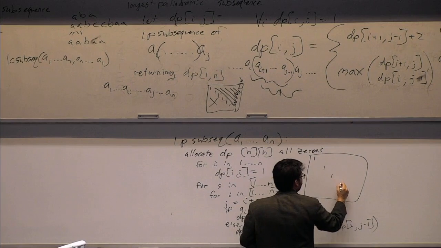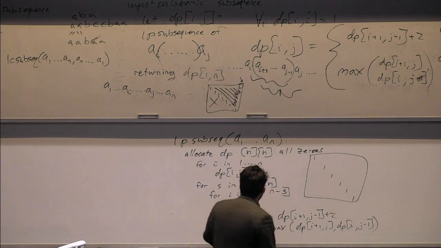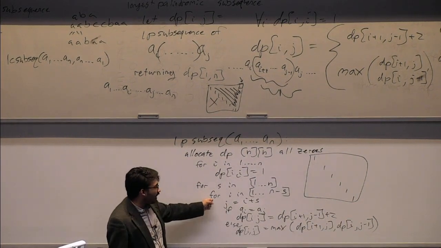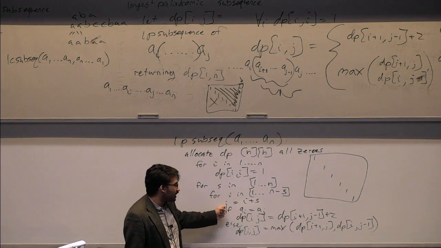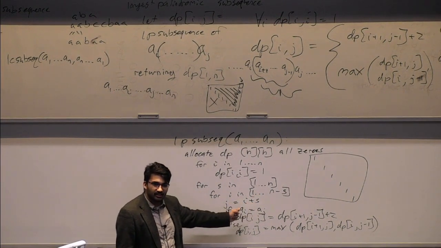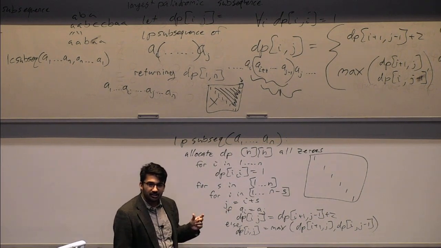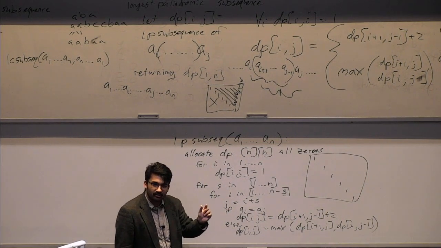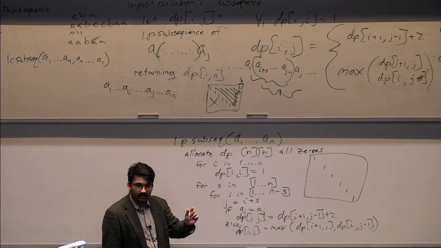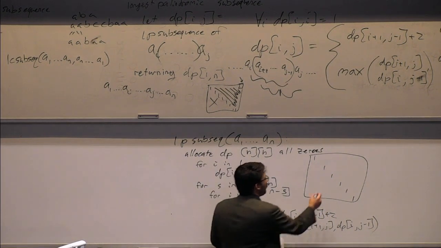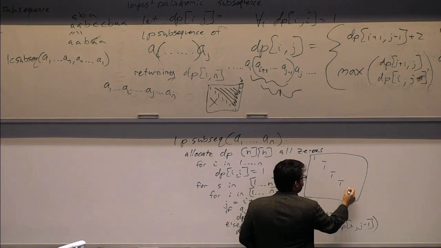Ones are going to go here first. Then looping over i from 1 to n minus s, and then j is simply i plus s, guarantees that j is greater than i by exactly s. The difference between i and j is going to be the length of the current substring you're looking at to determine its palindromic subsequence. So then you'll fill in these elements of the table.